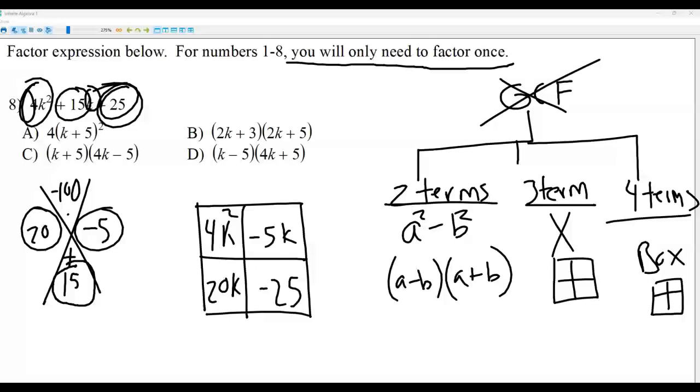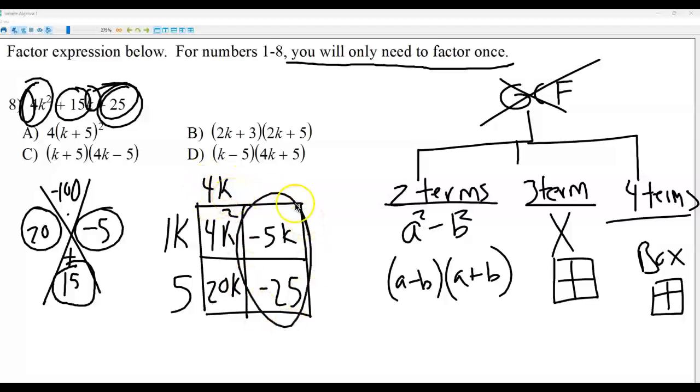And now we're going to do the same thing we did with the polynomial that had 4 terms. We're just going to take out what they have in common. So here, 4 and 5 can only be divided by 1, but they do have a K in common, so we could take out a 1K. Here, 20 and negative 25 can both be divided by 5. Here, 4 and 20 can both be divided by 4, and they both have a K also.